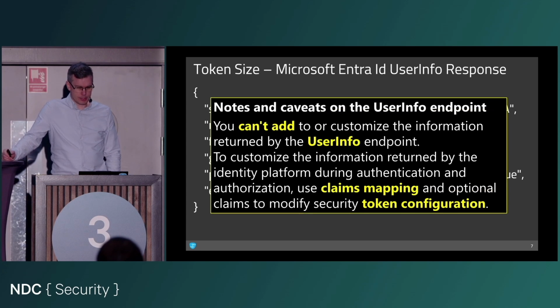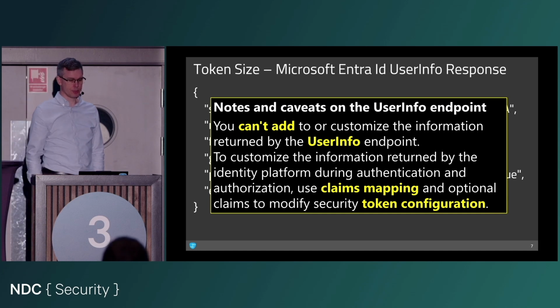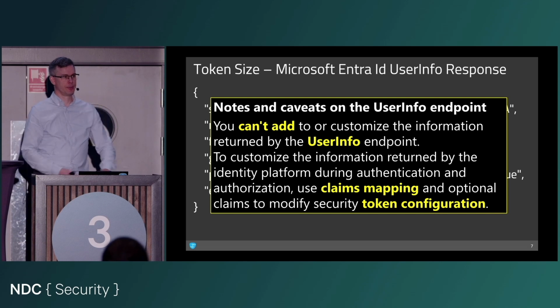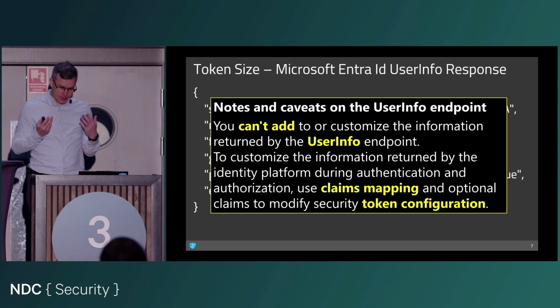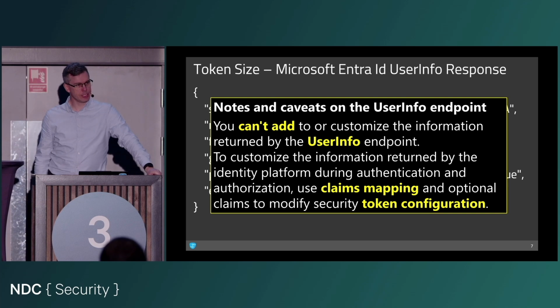Well, noting caveats on the user info endpoint. You can't add to or customize the information returned by the user info endpoint. To customize the information returned by the identity platform, use claims mapping and optional claims to modify security token configuration. I feel that the user info endpoint implementation by Microsoft Entra ID is one of those where they had to do it according to the spec, and they did the minimum thing.